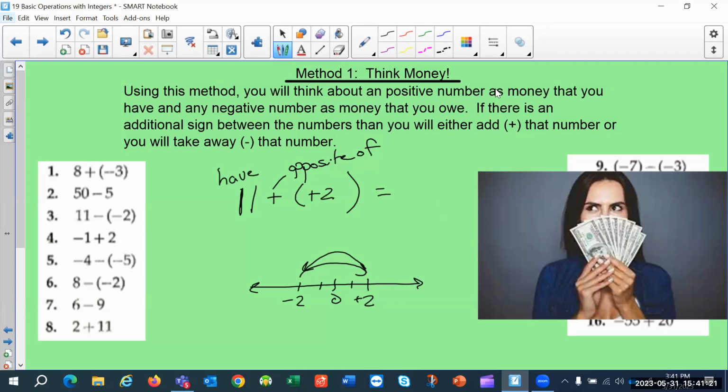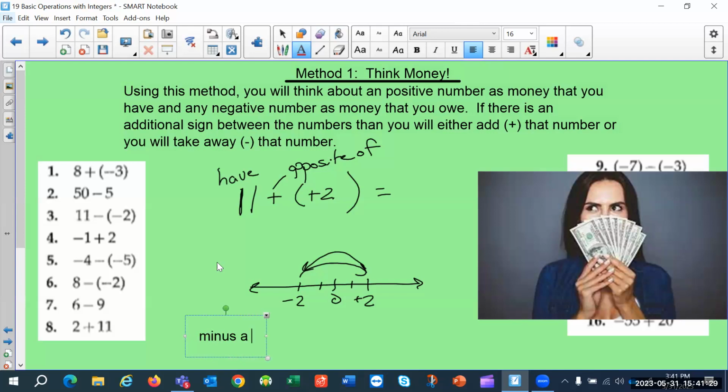And that is something that you can type in your notes. And here's how you would want to write it. If you have minus a negative, that is going to be equal to plus a positive. And it works all the time.